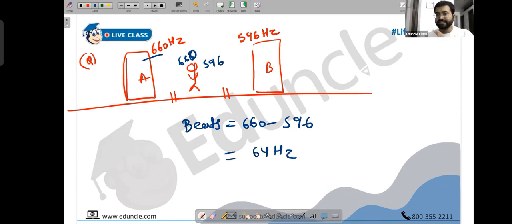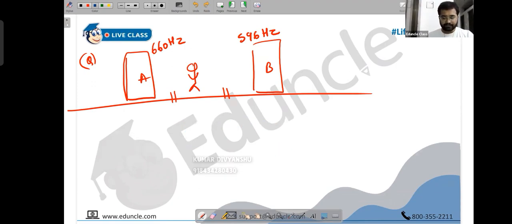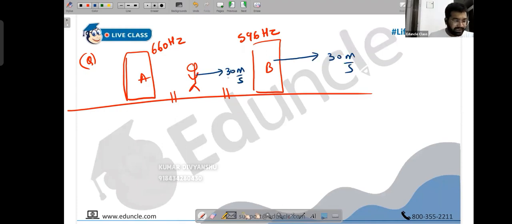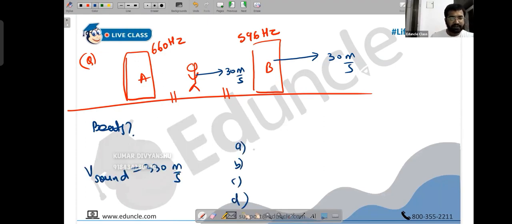That's right now. In the first case, suppose they were not moving. But now we have an additional case. So what is the additional case? Now the source B and the man start moving away from source A with a speed of 30 meters per second. So B is moving with a speed of 30, and the man is also moving with a speed of 30. Now we have to find the value of beats. They've given us the velocity of sound as 330 meters per second. Options are also there: 2, 3, 4, 5.